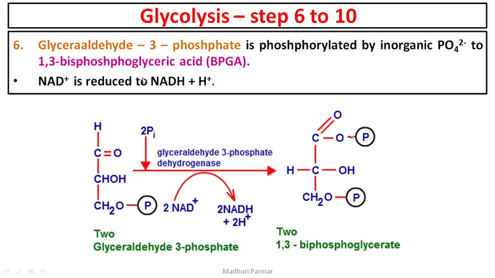These glyceraldehyde 3-phosphate molecules are phosphorylated by inorganic phosphate. Here it is important to remember there is no ATP involved. It is inorganic phosphate, so H3PO4 2 minus. From that there will be PO4 2 minus, which is being added. Clear? So this is your glyceraldehyde 3-phosphate. This is your inorganic phosphate, Pi, which is added.